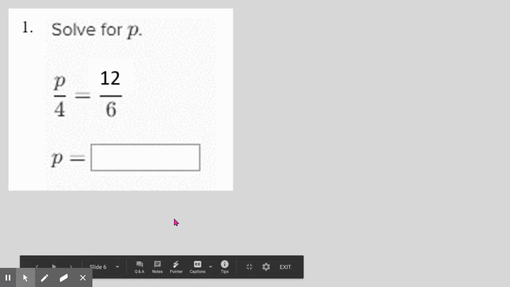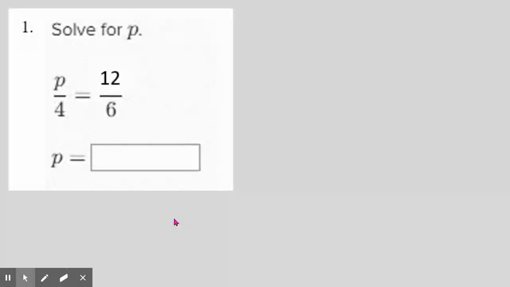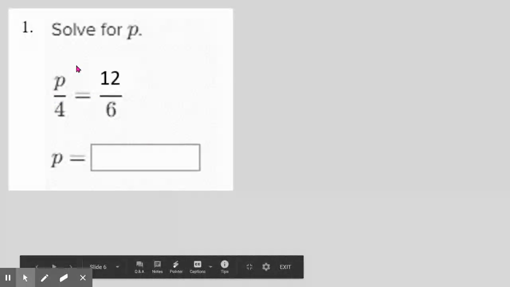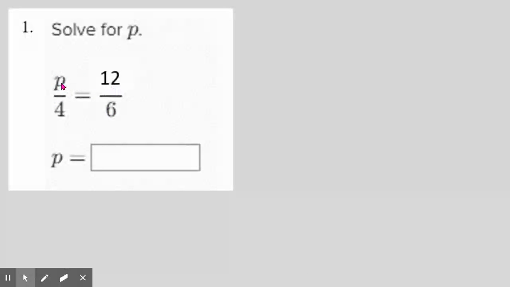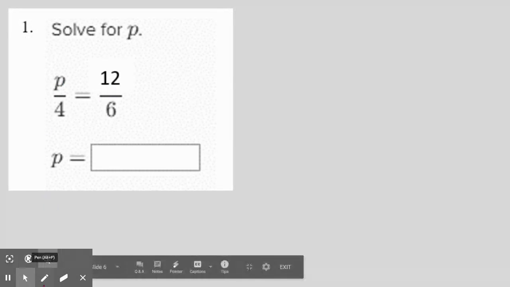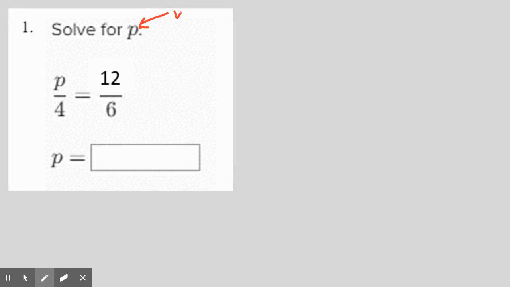All right, so this is what an example of a proportion looks like, where we have two ratios, okay, and we have a missing value. We don't know what P equals. P is that variable, okay, so P is the variable, that unknown.